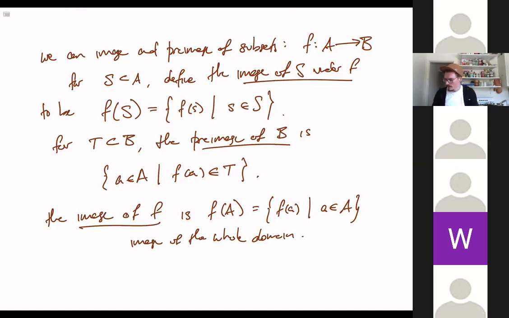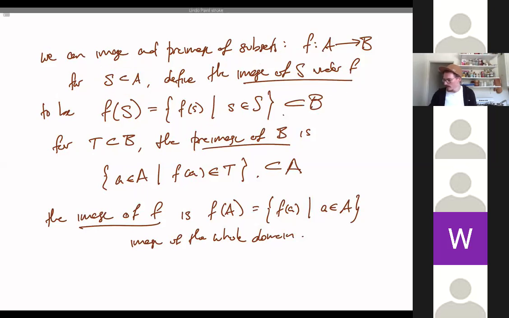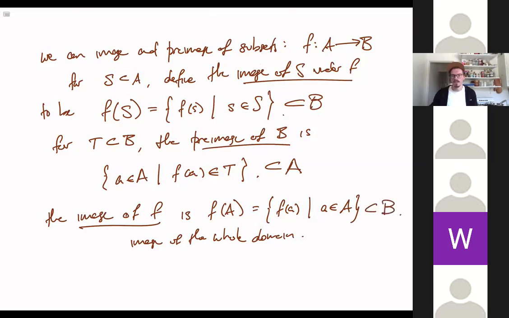And let me just add for clarification, where do all these things live? So if we take a subset of A, and we talk about its image, this will be a subset of B. And if we talk about a subset of B and take its preimage, this will be a subset of A. And the image of F is something like this. So that's going to be in B as well.